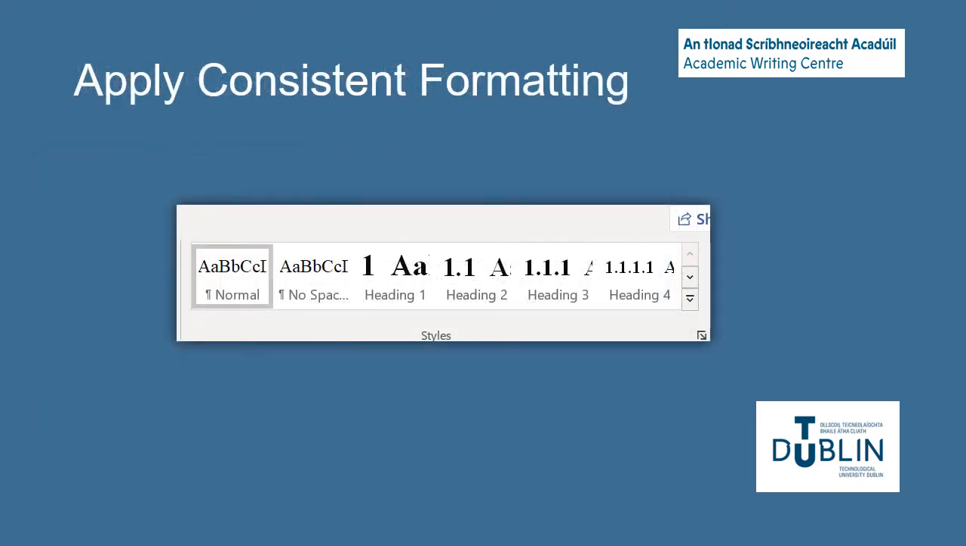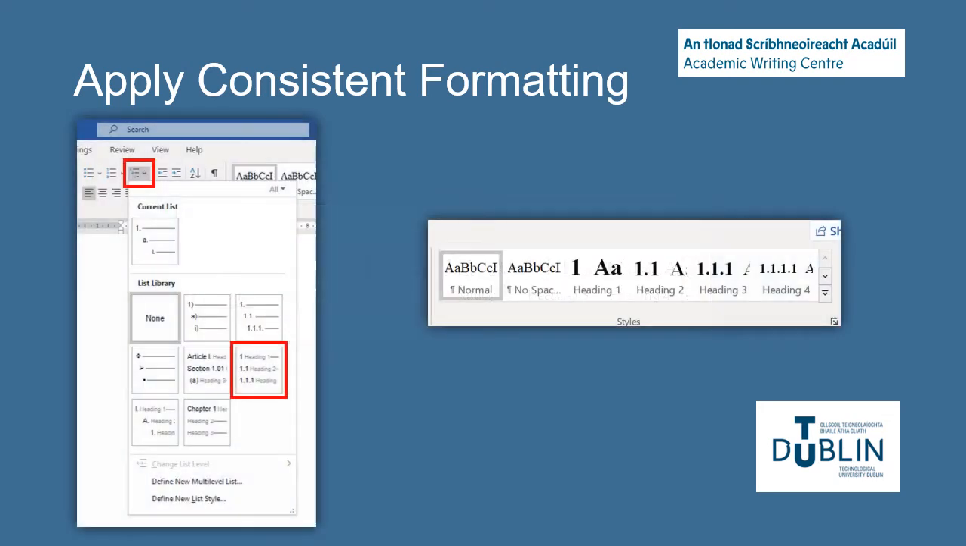Secondly, you can instantly apply a consistent format to headings of the same level across your document. This includes applying numbering automatically. In the Home tab in Word, click on the multi-level list drop-down in the paragraph group. Select this setting.